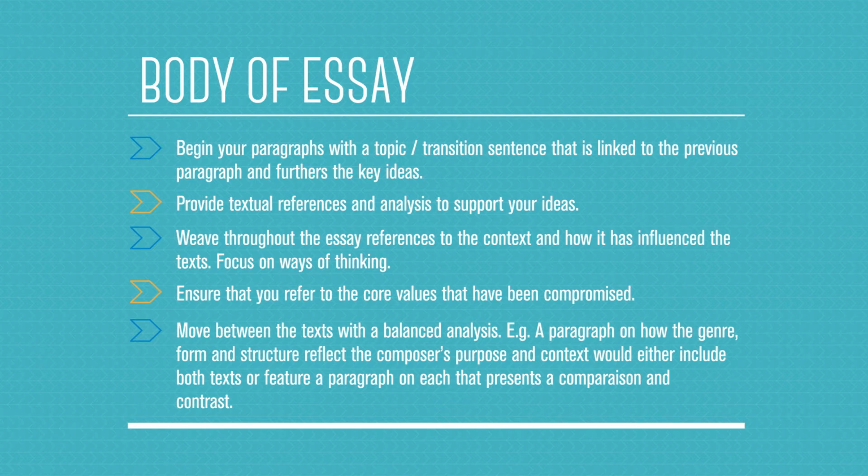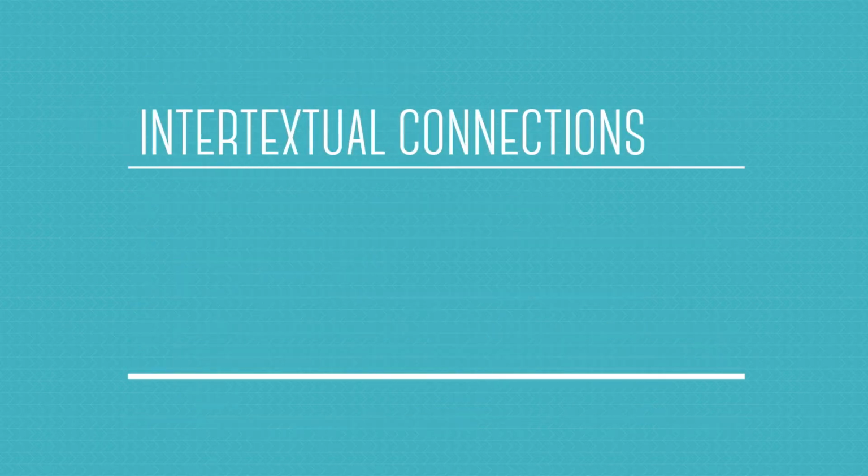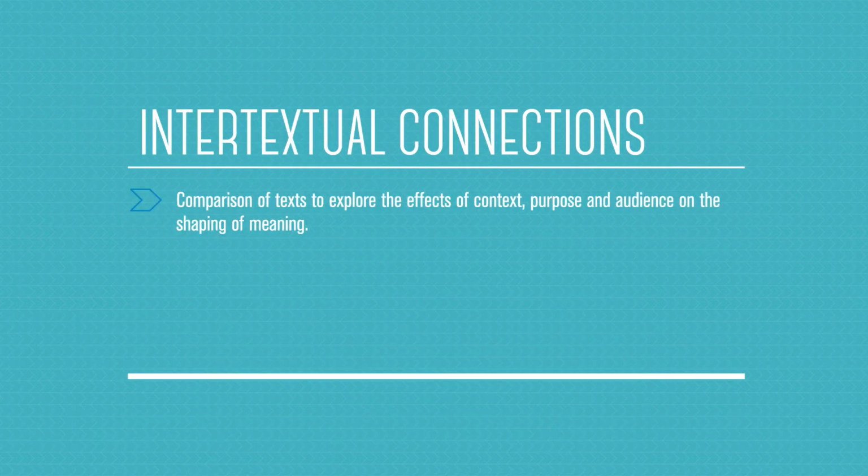There are 2 electives. You could either be doing intertextual connections, and this one is a comparison of texts. That's all it is. It's a comparison of texts to explore the effects of context, purpose and audience on meaning. A lot of these are almost like an old transformation module. They're looking at texts that are very closely connected to another text, that are actually valuing the other text. So you do all the same things I've just talked about.